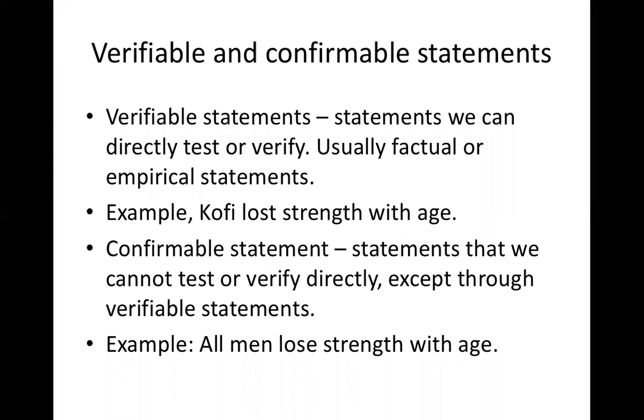Then we have confirmable statements, statements that we cannot test or verify directly, except through verifiable statements. So, for example, all men lose strength with age. You can't test it directly. You can only confirm or disconfirm it through verifiable statements. It's only when you assemble some verifiable statements, such as Kofi lost strength with age, John lost strength with age, and all that, that those statements will help you to know whether you want to believe that all men lose strength with age. So confirmable statements are not statements you can test directly. You can only use the verifiable statements to make meaning of them, to decide whether you want to believe them or not.